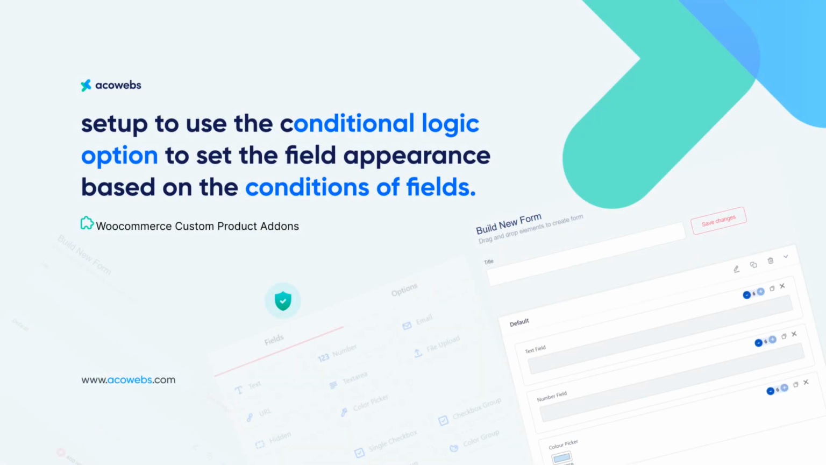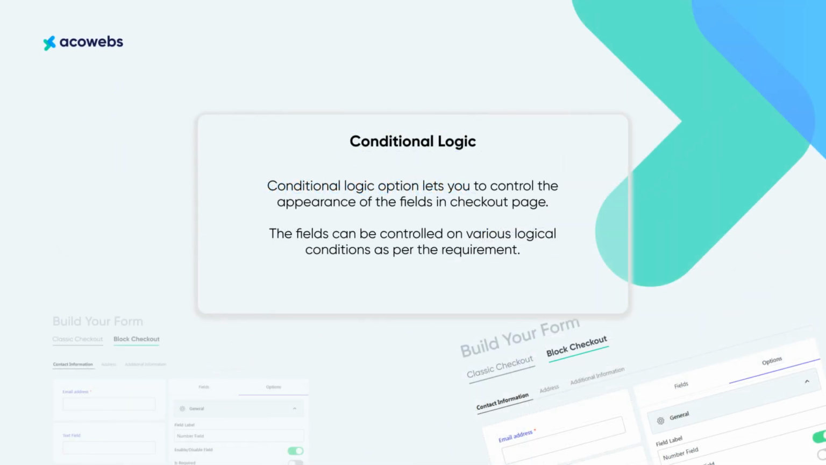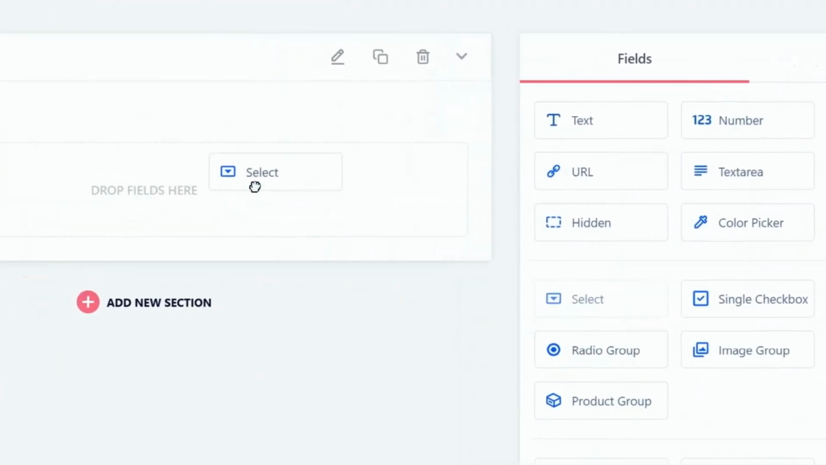Today let's learn to use the conditional logic option to set the field appearance based on the conditions of fields. Within the add-on form, drag and drop the select field to the interface.